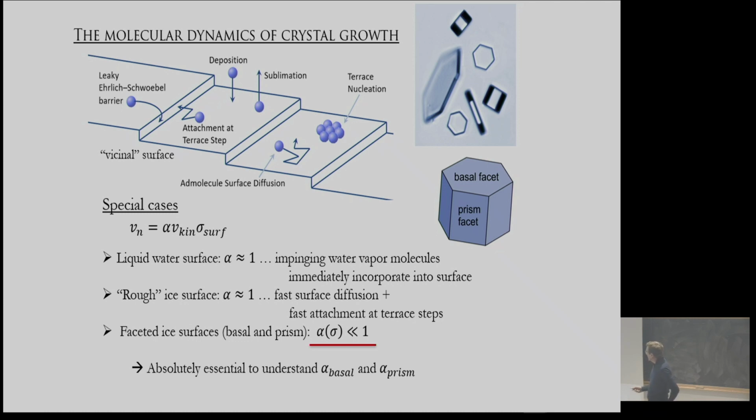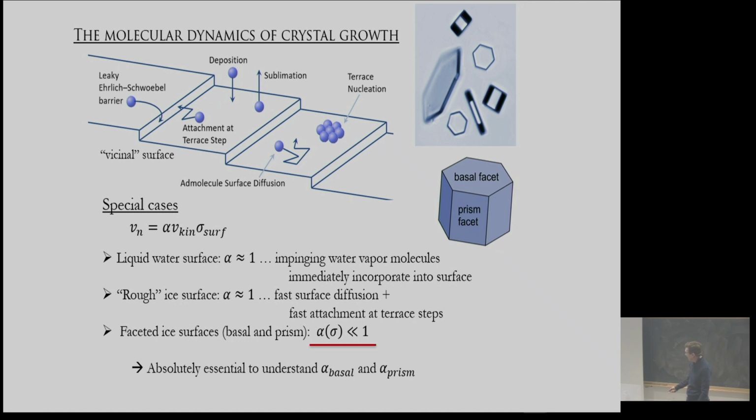And so it's just absolutely essential to this problem that you understand alpha basal and alpha prism, because that defines the growth. I mean, if you know alpha and everything about it, then you've defined the problem, and you can predict or calculate what the growth velocity will be at any surface supersaturation, and you're effectively done for faceted surfaces. But if you don't understand these, then you're done too. You go home. I mean, you just close your computer and stop, because you can't do anything anymore if you don't understand those.